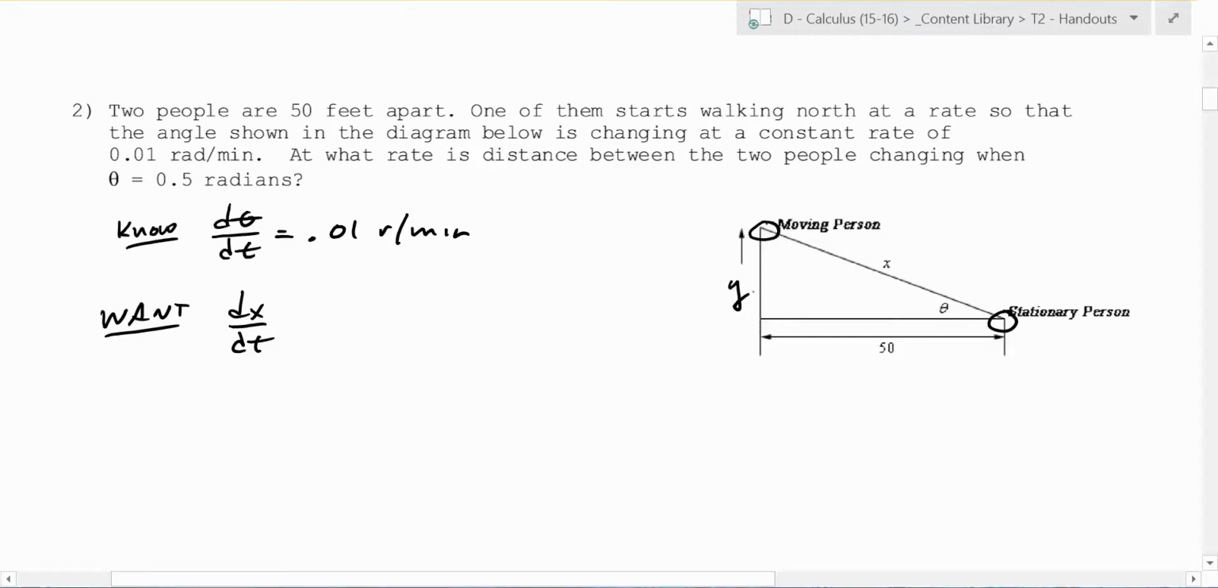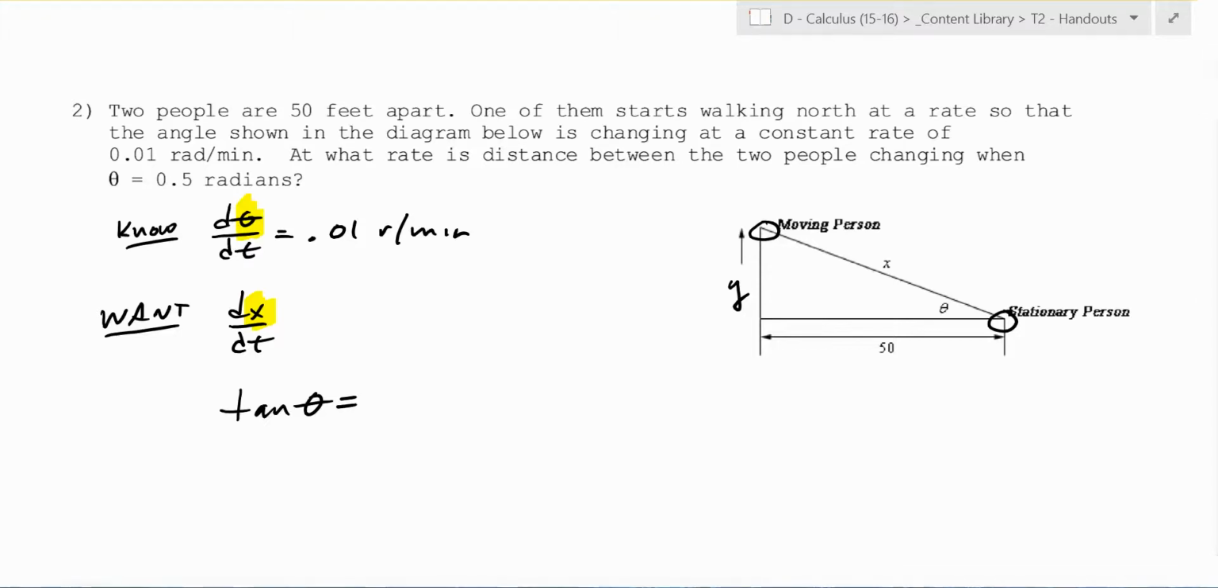You want to link together dθ/dt. You want to link together θ and x. So how do you link together θ and x? Through tangent. So tangent of θ is equal to what?